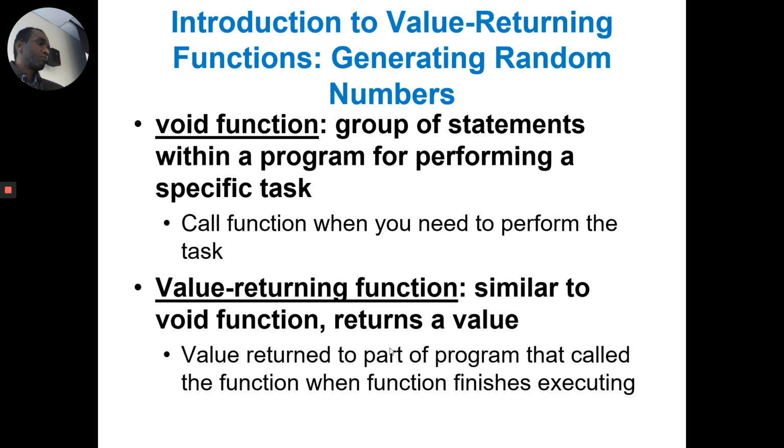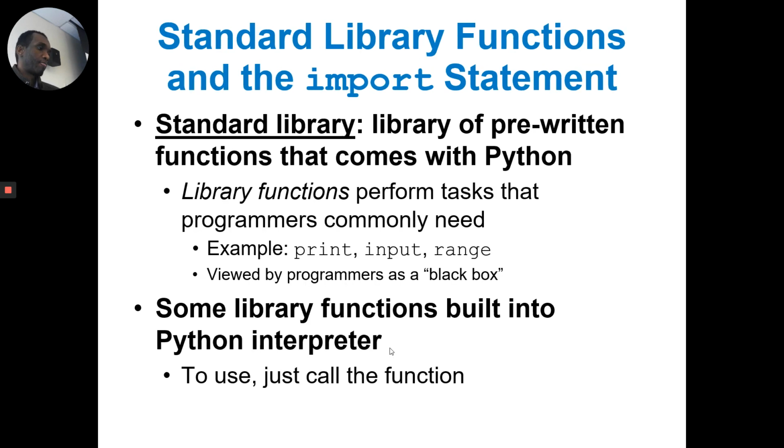A void function is a group of statements within a program for performing a specific task, and you call the function when you need it to perform the task. A value-returning function is similar to a void function, but it returns a value. The value returns to the part of the program that called the function when the function finishes executing.